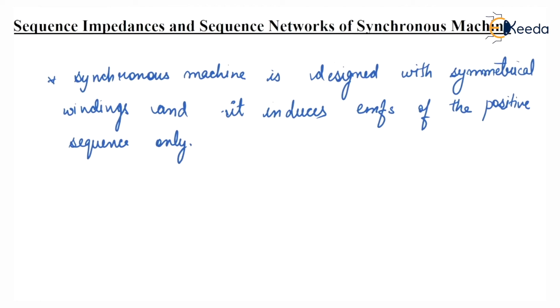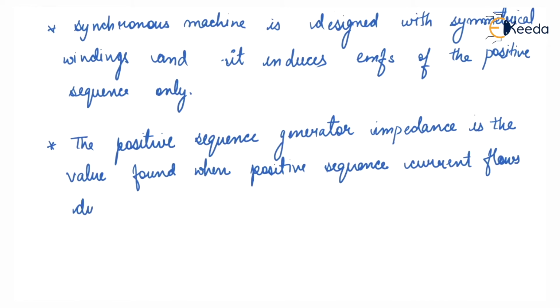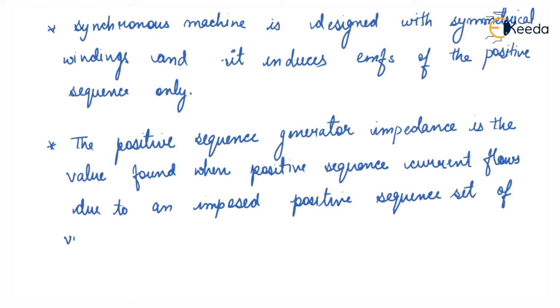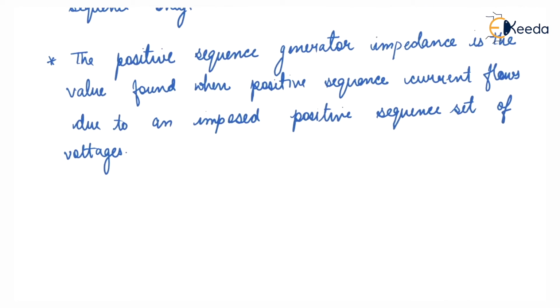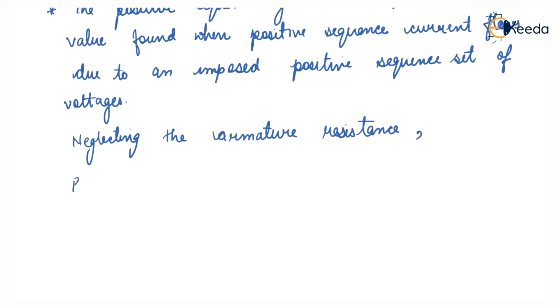So positive sequence generator impedance is a value. Positive sequence generator impedance is the value found when positive sequence current flows due to an imposed positive sequence set of voltages, neglecting the armature resistance, as armature resistance is very small.